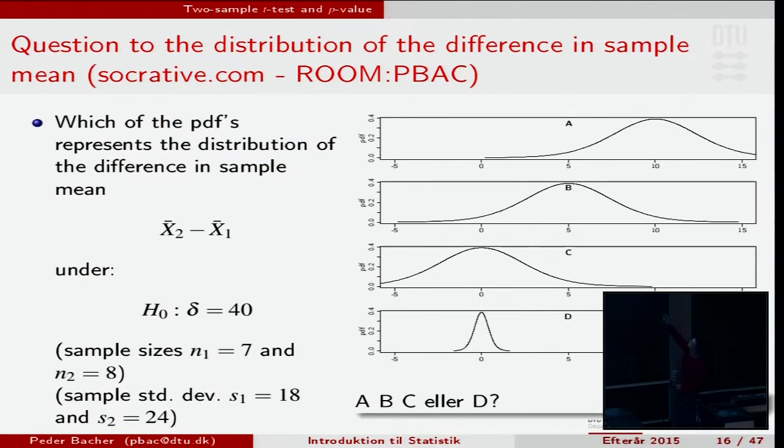So now I ask you, let's say in this case, you should either, on your phone, you can get this app called Socrative, which I think Peder also used. Or you can go in on the website, socrative.com. And then you need to go to the room, PBAC. Because then I can ask you this question when I have logged in.